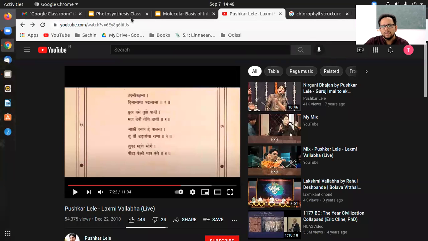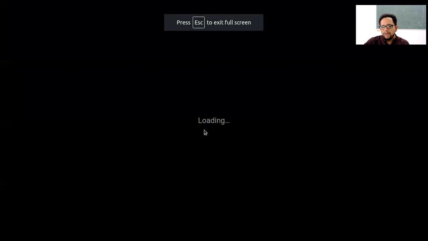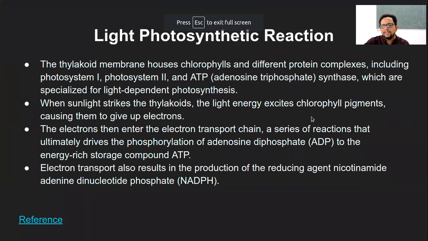Here it is. So the light energy will excite the chlorophyll pigment, causing them to give up electrons. So now, as soon as they reach the higher energy state, electrons can escape from the orbit, right? That is the obvious phenomenon that you might have learned in chemistry. So when they reach the higher state due to the light energy, they will get released from the chlorophyll pigment, and the electrons which are released enter into the electron transport chain.